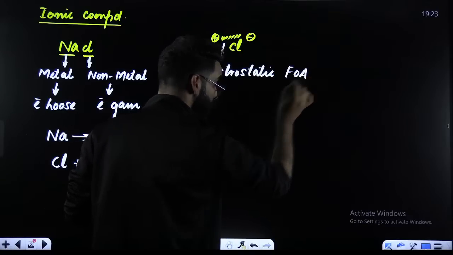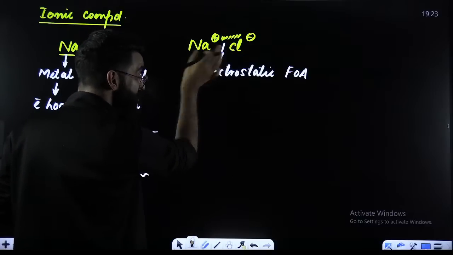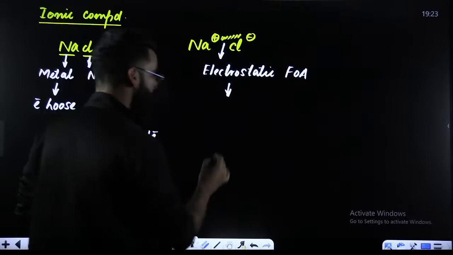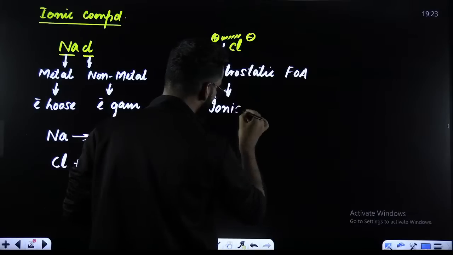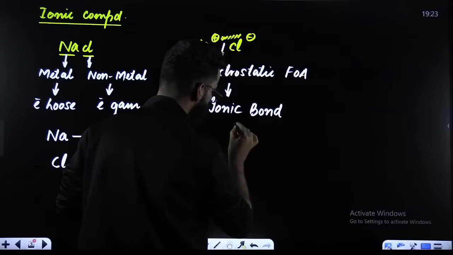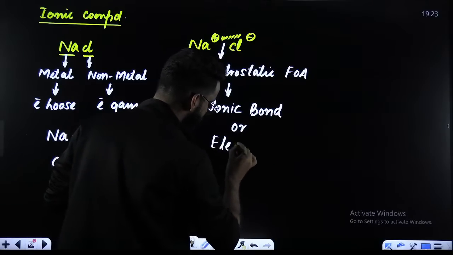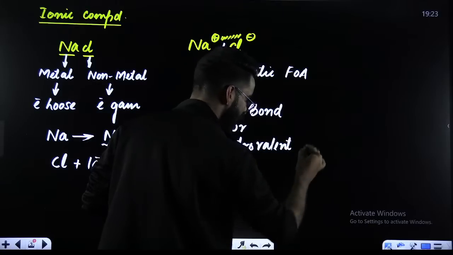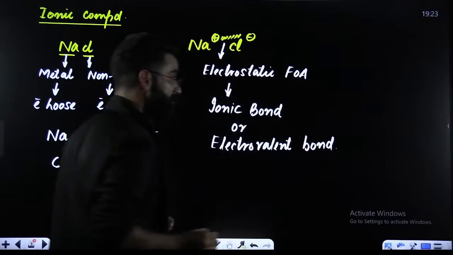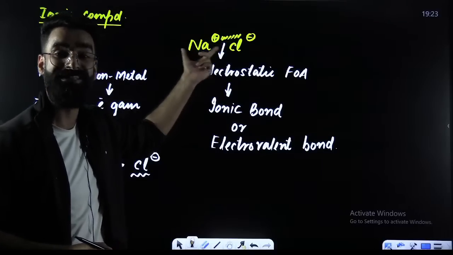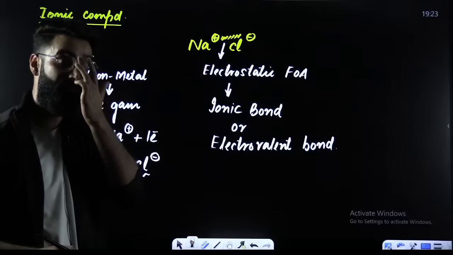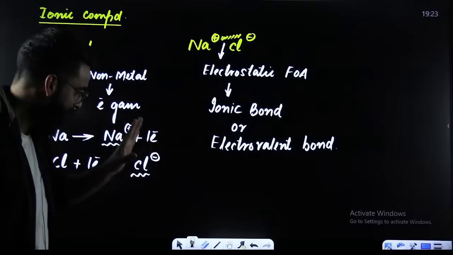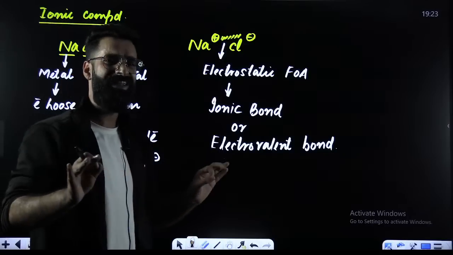And that electrostatic force of attraction, which holds these ions together, what do you call that? You call that either as ionic bond, or as the electrovalent bond. So that electrostatic force of attraction which holds these ions together is something which you call as ionic bond, or electrovalent bond.